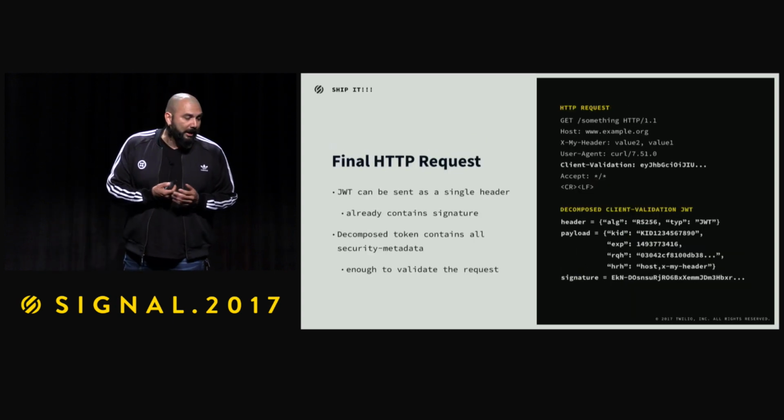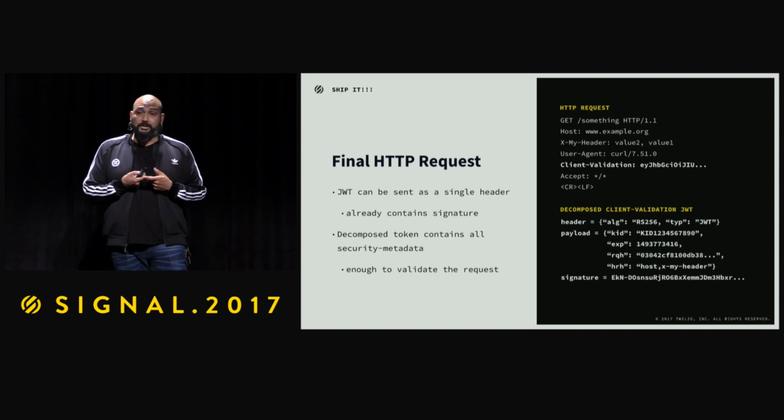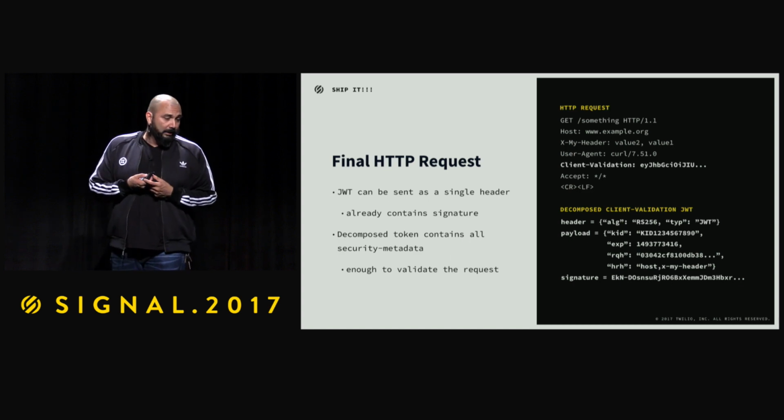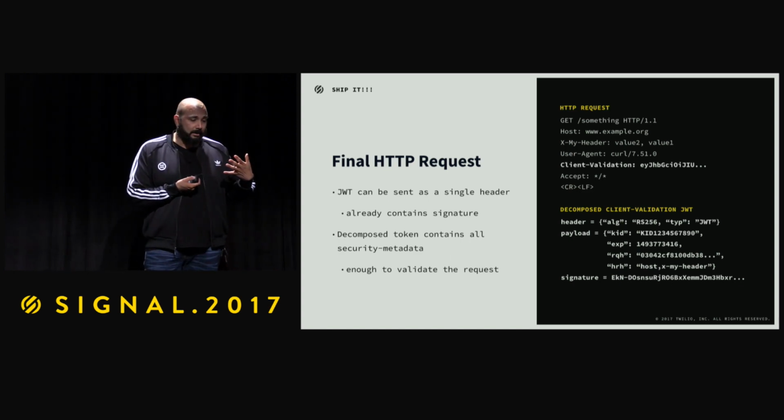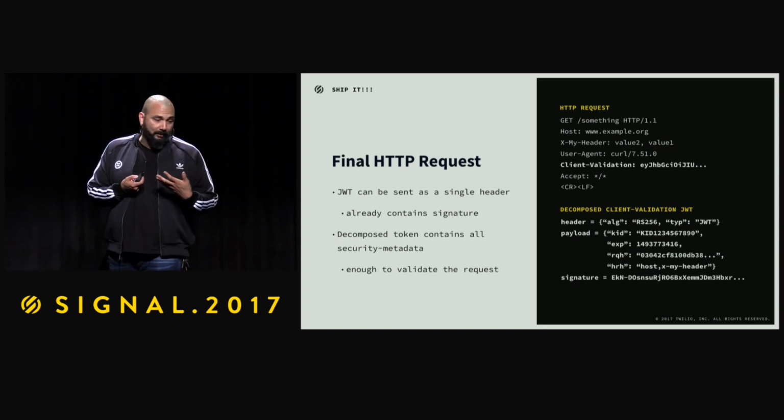So what we want to do then is attach this JWT as a single header to the request. This JWT already contains a signature, of course. If we were to decompose that JWT, it contains all the security metadata that we care about. And that is enough to validate the request.